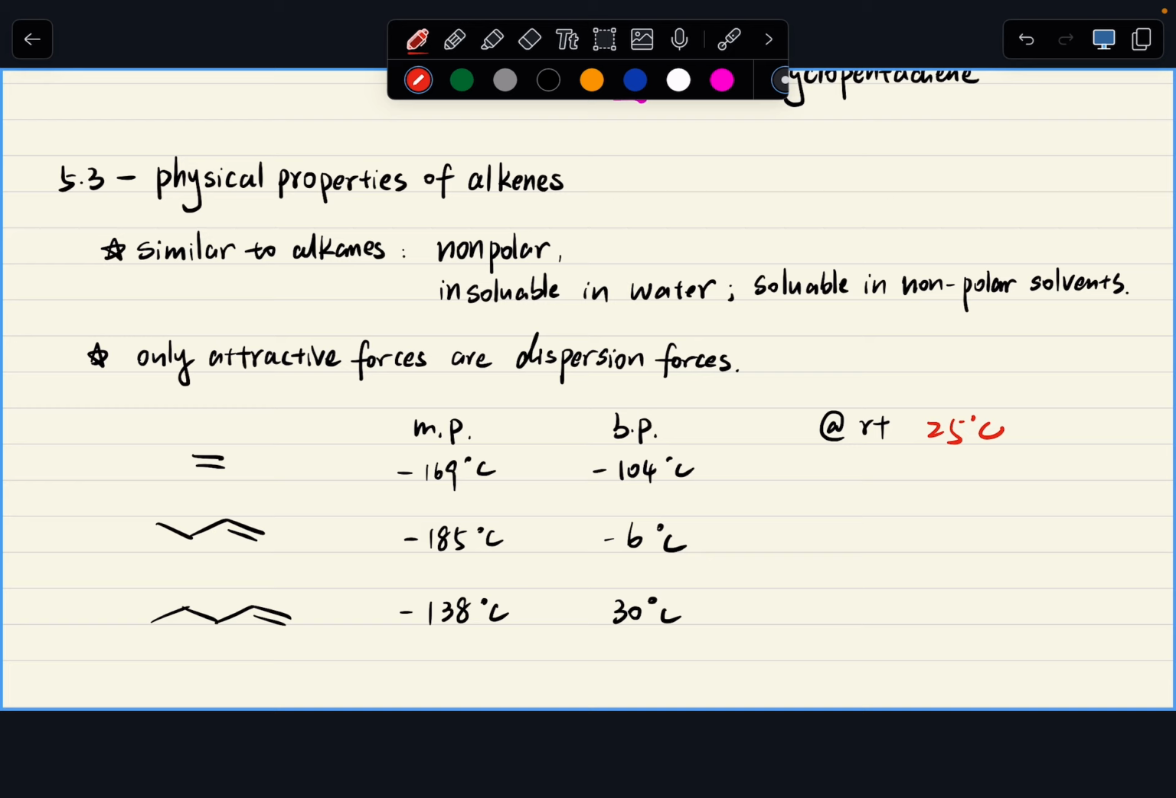Right, so for a simple ethane, it's going to be a gas. For a butane, since the boiling point is only -6 degrees Celsius, that's also a gas. But if we go one more carbon to become a pentane, then it's likely to be a liquid.